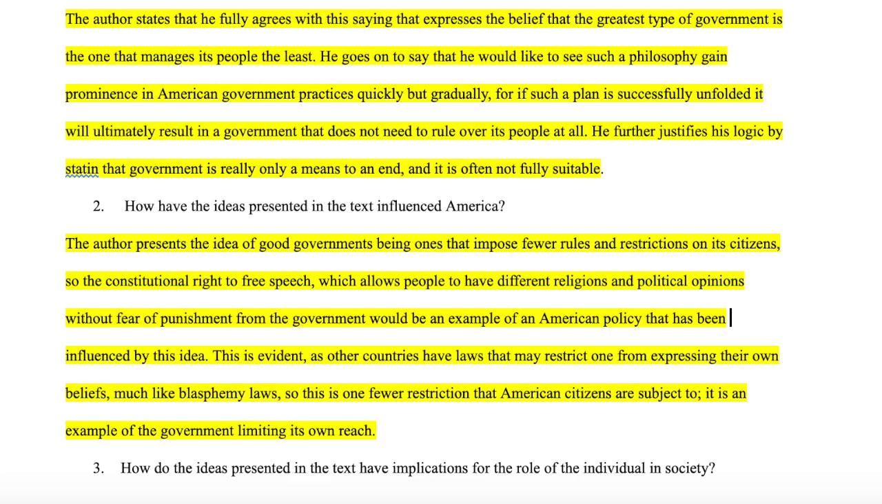For instance, I explain what it means to have the rights to free speech, and I explain how this is an example of governments governing less in comparison to other governments, which have things like blasphemy laws. If you don't know what those are, you can feel free to go ahead and look up blasphemy laws.